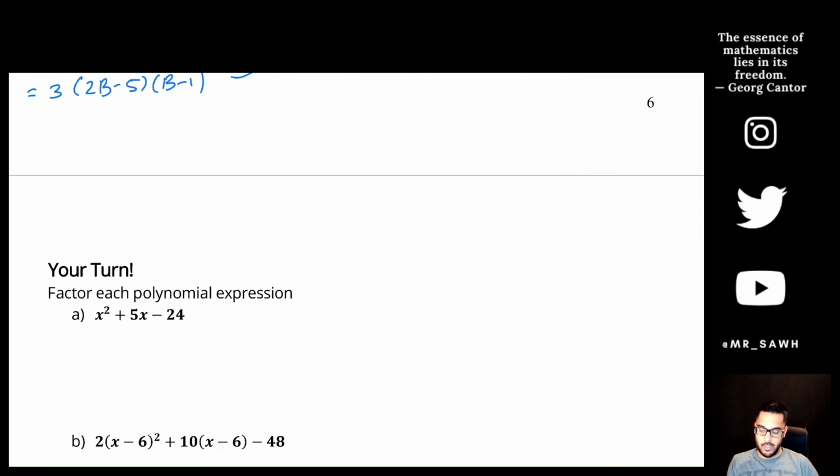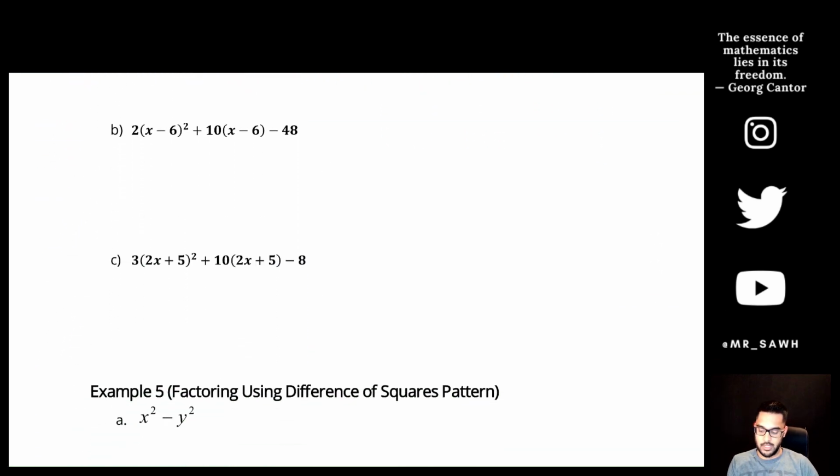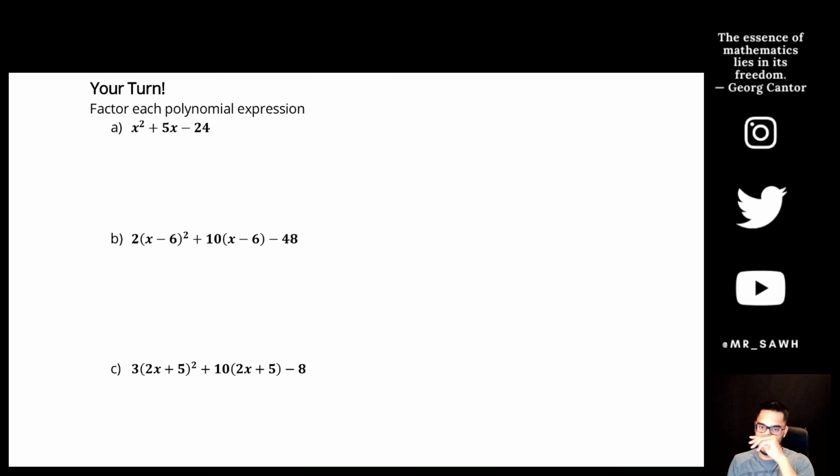Okay. Underneath, again, there's a couple different polynomials. So I'll leave them blank in here if you do want to try them. And you can take a look at the answer key. They'll all be there for you.